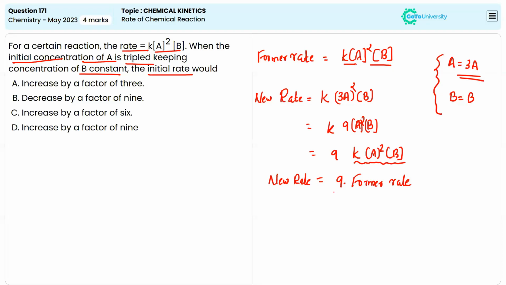So we can say that when we increase the concentration of A 3 times, the rate of the reaction increases by 9 times. So the first option, increases by a factor of 3, is wrong. The second one is also wrong because it says decrease by a factor of 9. Increase by a factor of 6 is wrong. The correct answer is D, that is, increase by a factor of 9.